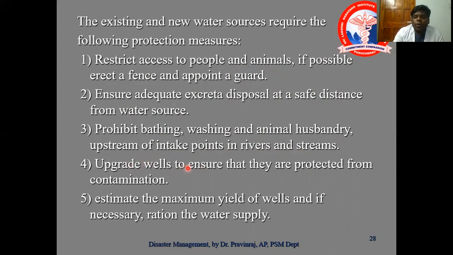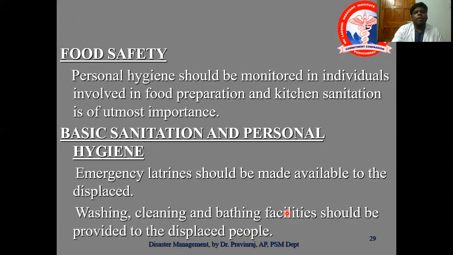Then upgrade wells to ensure that they are protected from contamination. If there is no sanitary well, then we are going to make it into a sanitary well. And then estimate the maximum yield of the well, and if necessary, ration the water supply. So adequate water is needed.